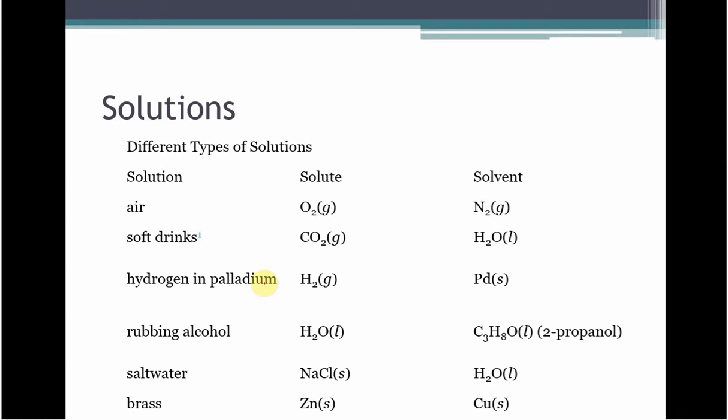And then you could have a solid-solid solution, where you have the combination of zinc and copper. Again, that's an alloy, because you have more copper there than zinc. It ends up being that copper would be considered the solvent.